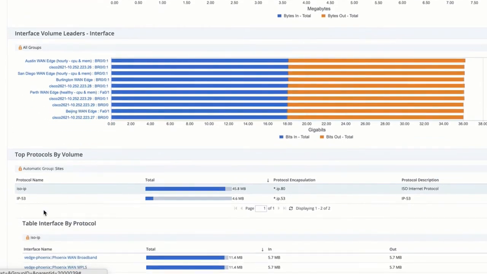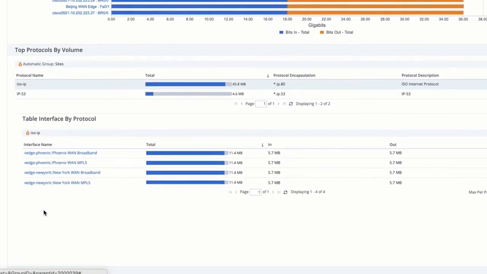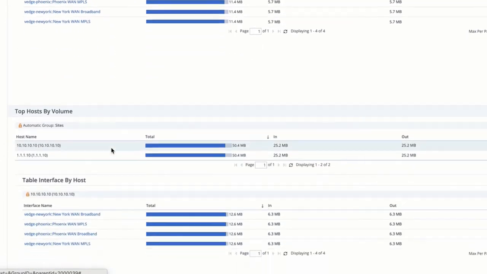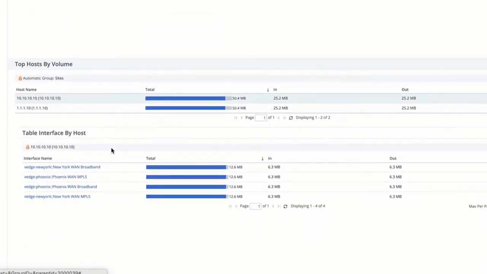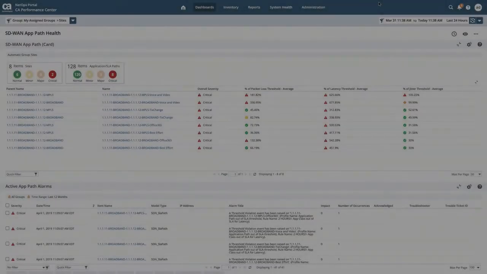And now with unified NetOps, I can even bring in flow information specific to my SD-WAN. Here I can see my top protocols and top protocols by interface for those protocols. I can also understand the top hosts both by volume and by interface. Again, all in context of my SD-WAN environment.